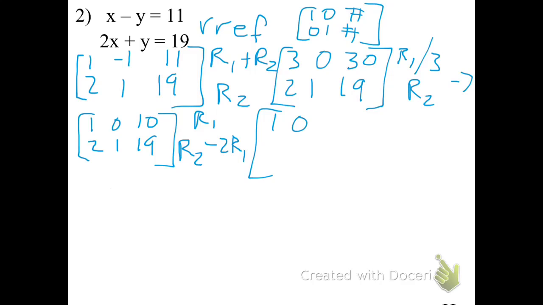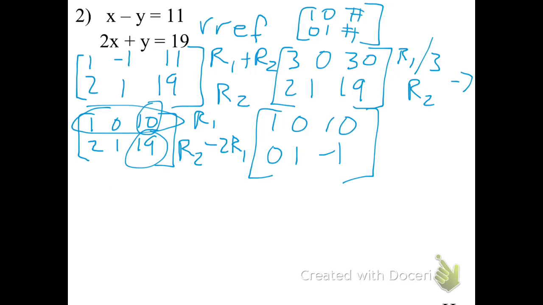First row stays the same, 1, 0, 10. I'm going to take second row, I'm going to subtract twice the first row. So 2 minus 2 times 1, which is 0. And you got 1 minus 2 times 0, it's just 1. And then you got 19 minus 2 times 10. Well, 2 times 10 is 20, so 19 minus 20 gives you -1. And we are in RREF form.